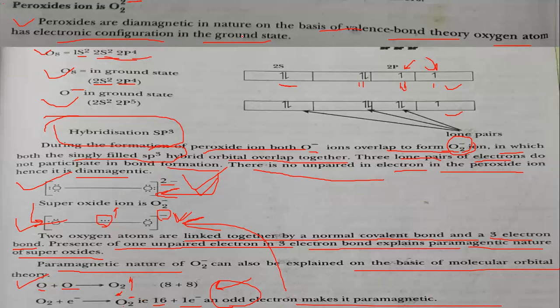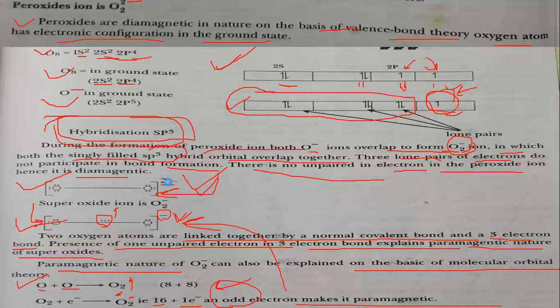So you can see here again, this is the ground state of the oxygen atom, and this is the ground state of the O minus atom. It has 1 unpaired electron over here, but when 2 O minus combine, it gets paired with the other one. Now what is the hybridization over here? sp3. The hybridization is sp3 for the formation of O2 2-.